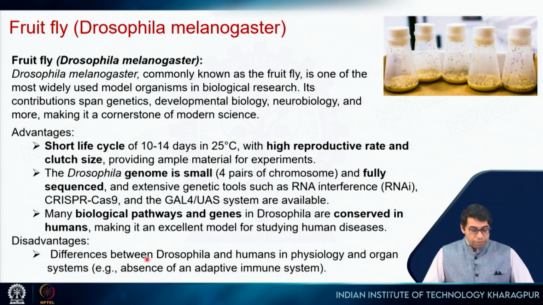Disadvantages: there are differences between Drosophila and humans in physiology and organ systems, for example, the absence of an adaptive immune system. So these things make it difficult to study certain phenomena in Drosophila which are important for humans. So in that case, you go to a different model, which will be a mouse model.